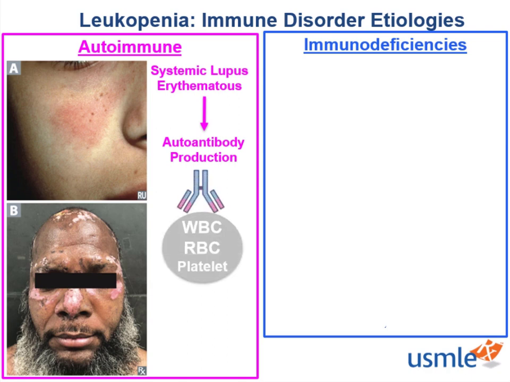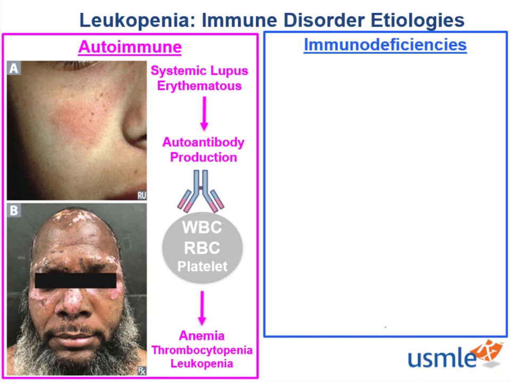These autoantibodies can bind to white blood cells, red blood cells, and platelets, leading to destruction of all three cell lines, causing pancytopenia. When the antibody binds directly to its target, that is the white blood cell, red blood cell, or platelet, and mediates its destruction, what type of hypersensitivity reaction is this? A type 2 hypersensitivity reaction.